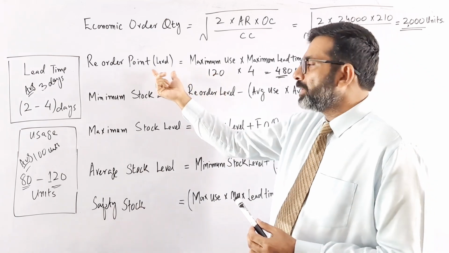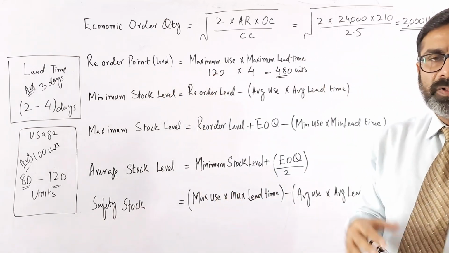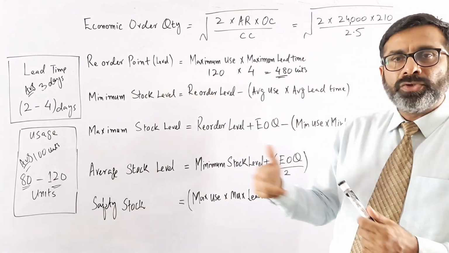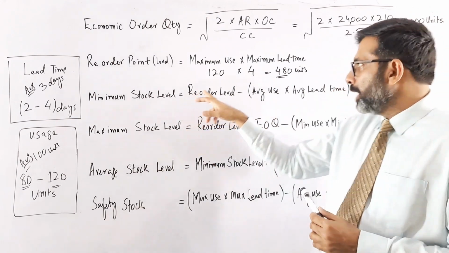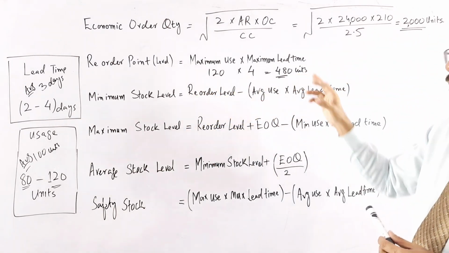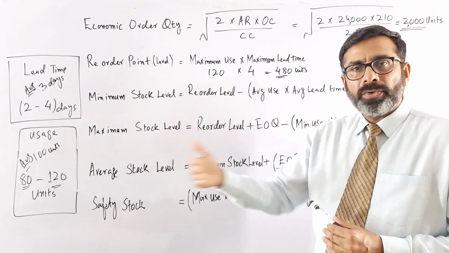So this is the concept of the reorder point or reorder level. It means that when the inventory they are using reaches the point of 480 units, they should place a new order.